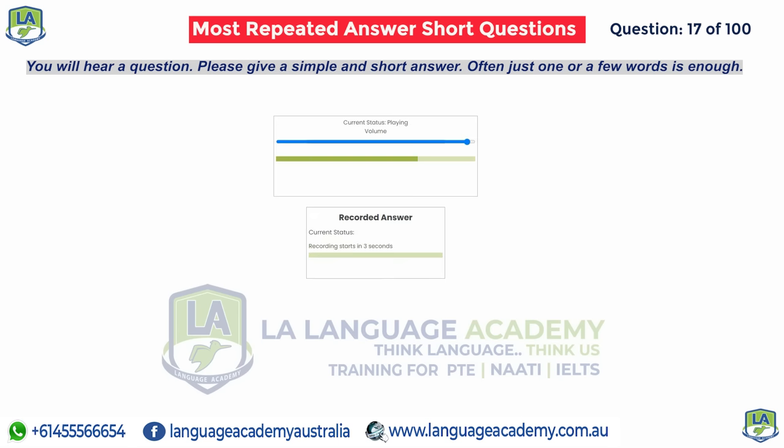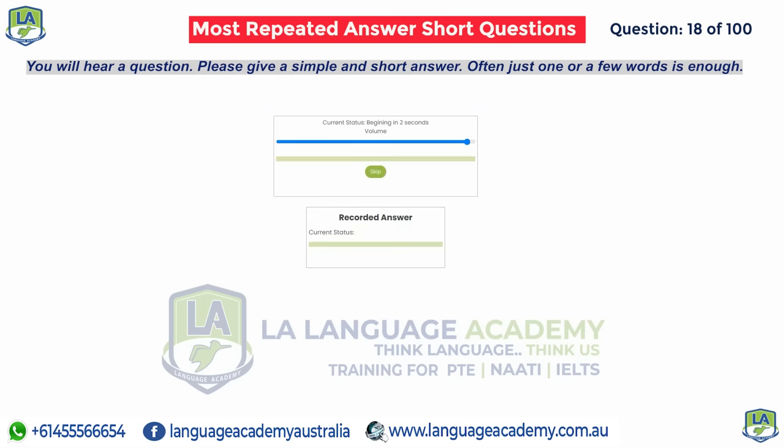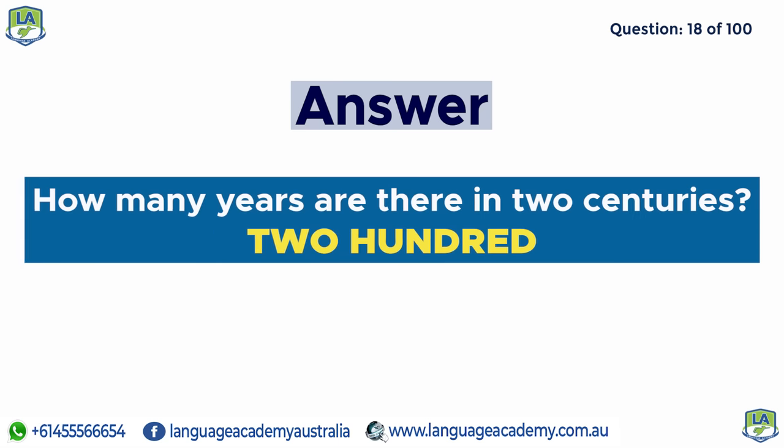What object has three legs and can support a camera? Tripod. How many years are there in two centuries? 200.